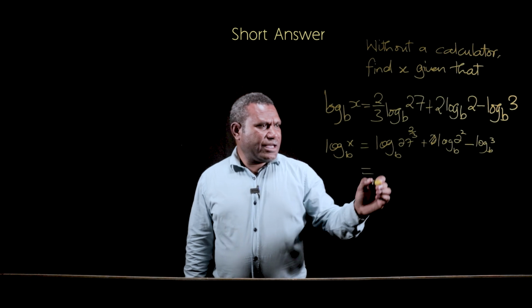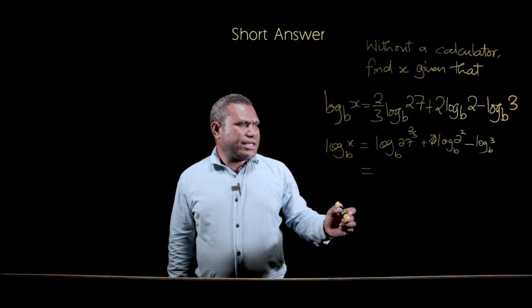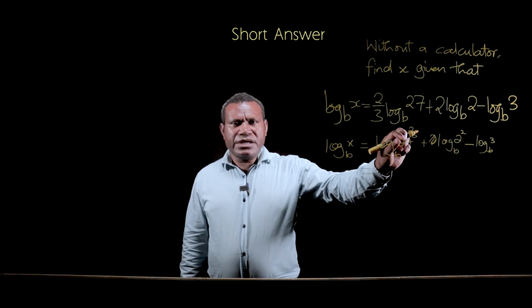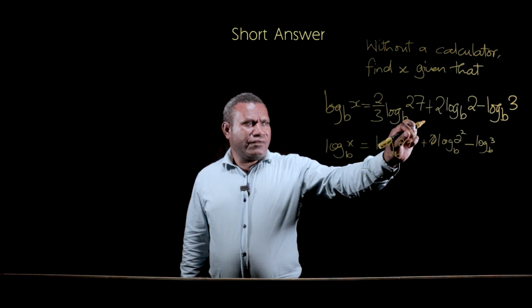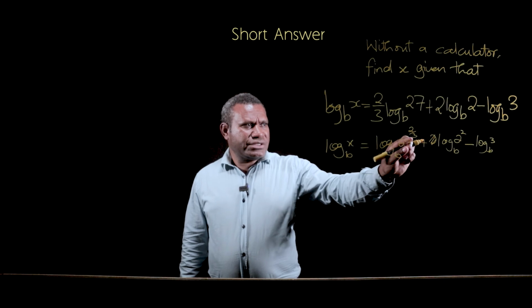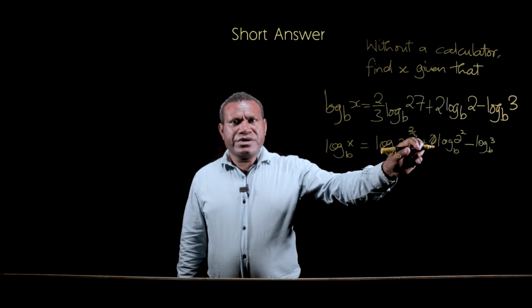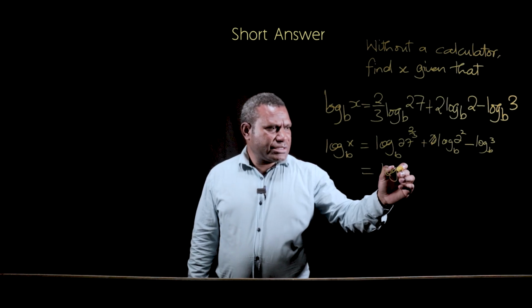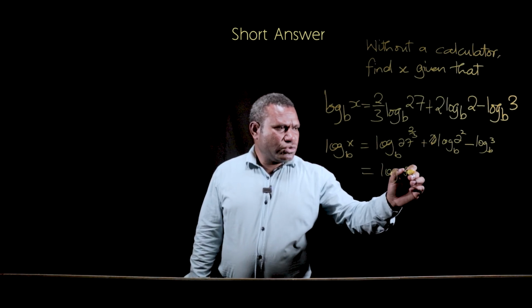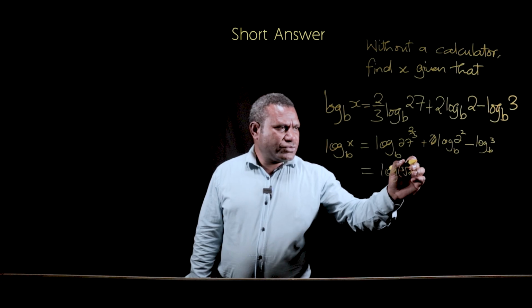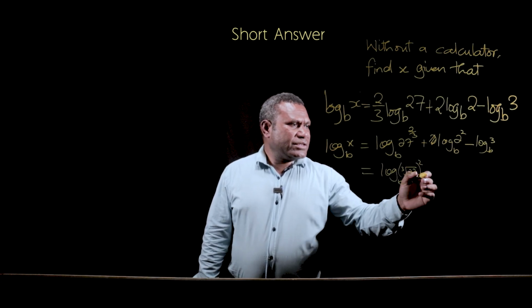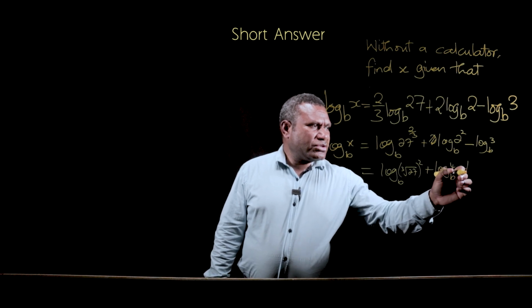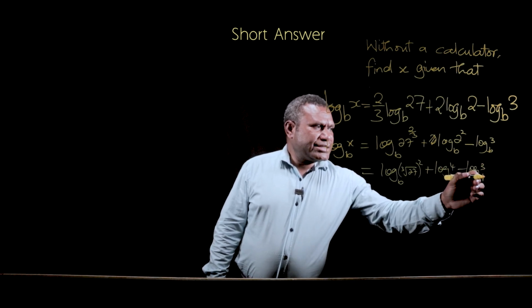And so we have to simplify the right-hand side. By one of the index rules or laws, if you have a fractional power, then the denominator is used to take the root, and then we raise it to the power of the numerator. So this can also be written as the cube root of 27 raised to the power of 2 to base b, plus log of 4 to base b, minus log 3 to base b.